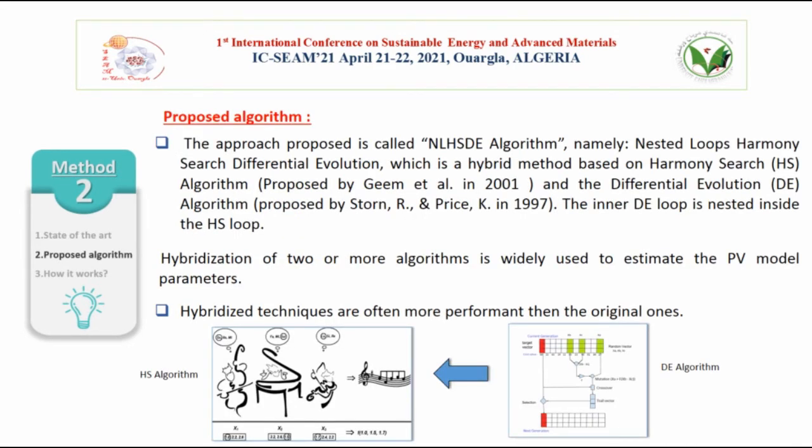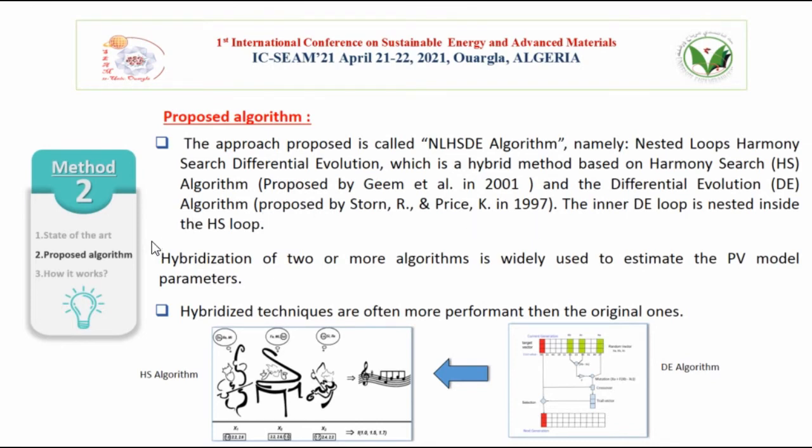We have proposed an algorithm called the Nested Loops Harmony Search Differential Evolution algorithm, which is a hybrid method based on the harmony search algorithm proposed by Geem et al. in 2001, and the famous differential evolution algorithm proposed by Storn and Price in 1997. The inner loop of DE is nested inside the outer loop of harmony search.